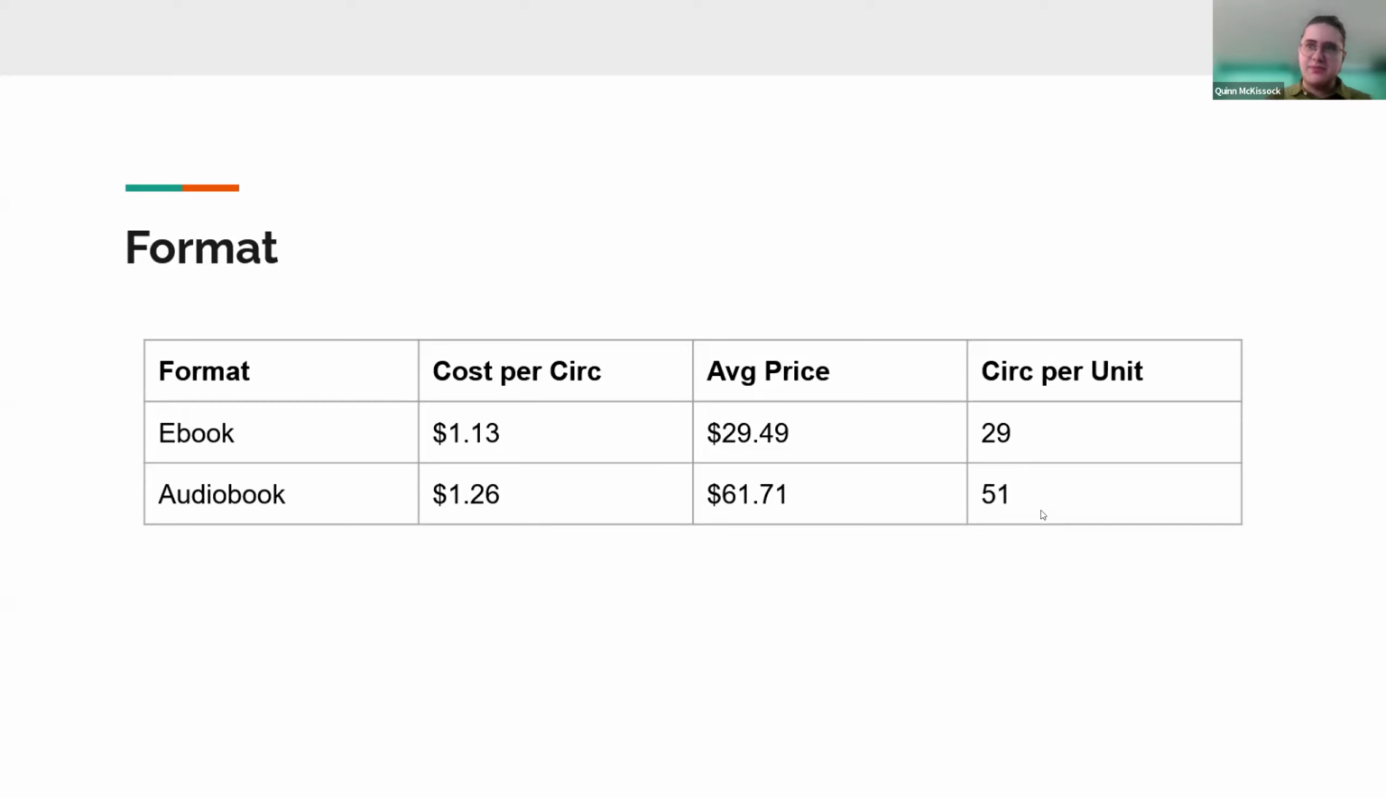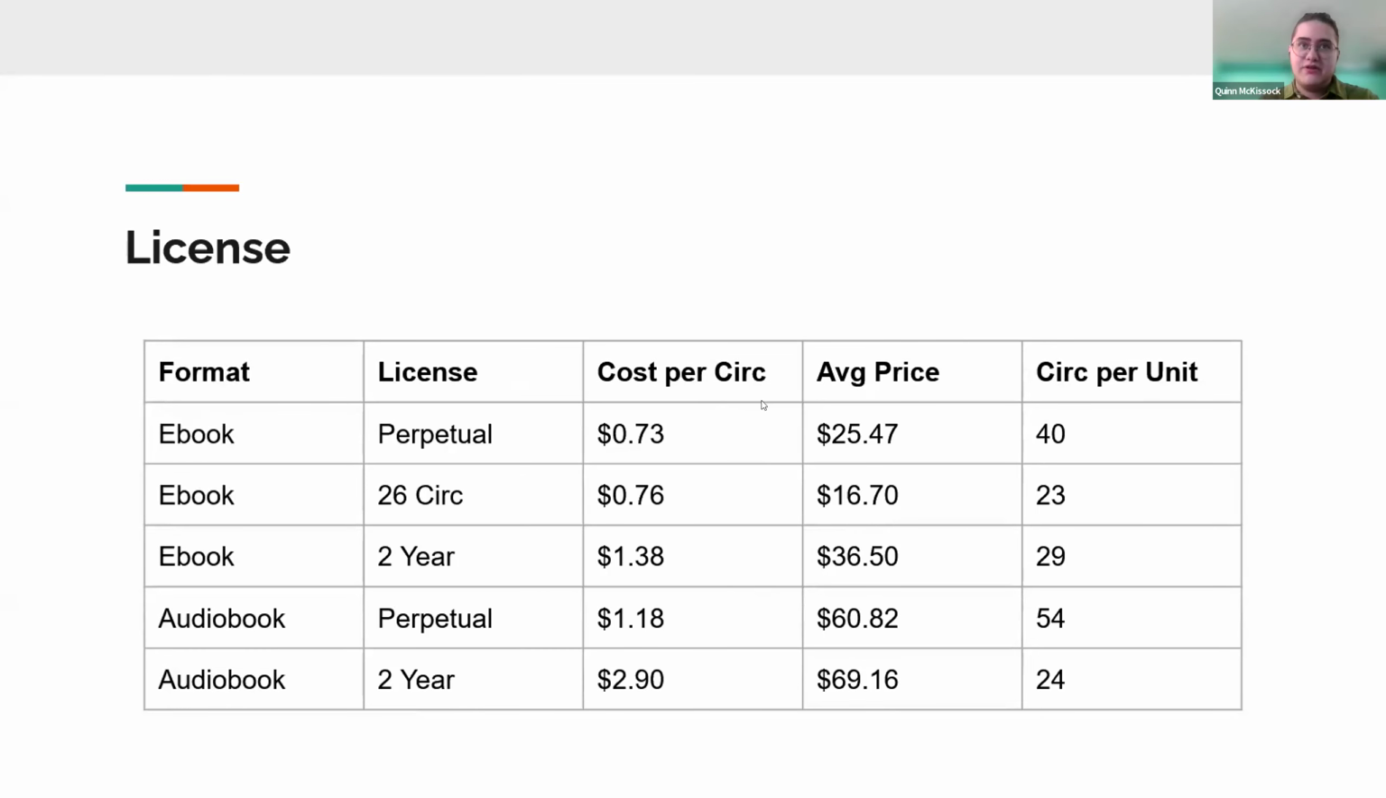And we can keep in mind from earlier, audiobooks are a rising trend, probably going to continue to become more popular, but they still have a higher cost per circ because they are just so much more expensive. So that's something to keep in mind. Our cost per circ, which is sort of our return on investment, isn't just based on popularity, it's based on this relationship of popularity and price.